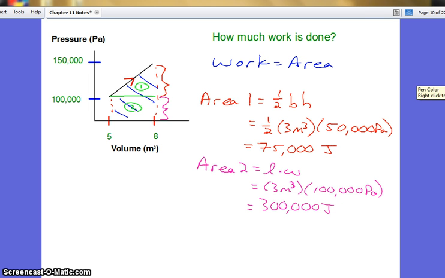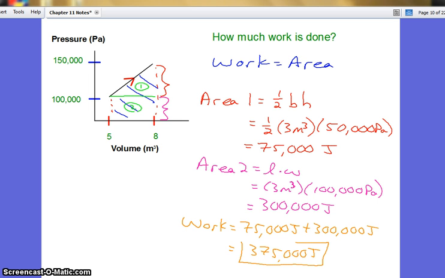Now to get the total work, we simply add those two values together, 75,000 joules plus 300,000 joules, and we get 375,000 joules. Our arrow shows that our line moves to the right, our volume increases, and therefore it is positive work, and that's what our answer is.